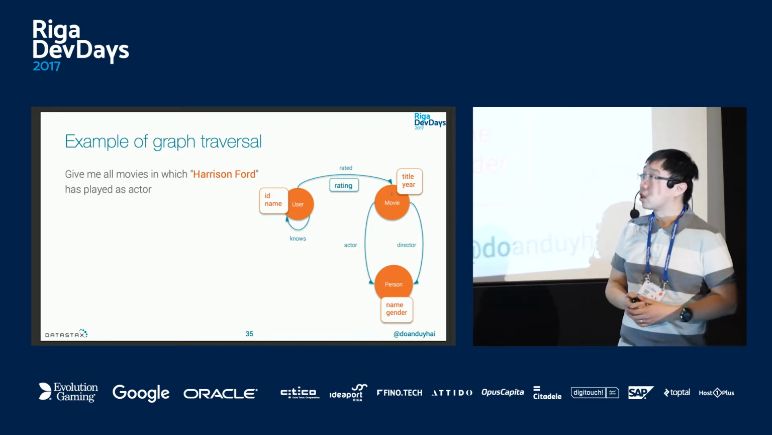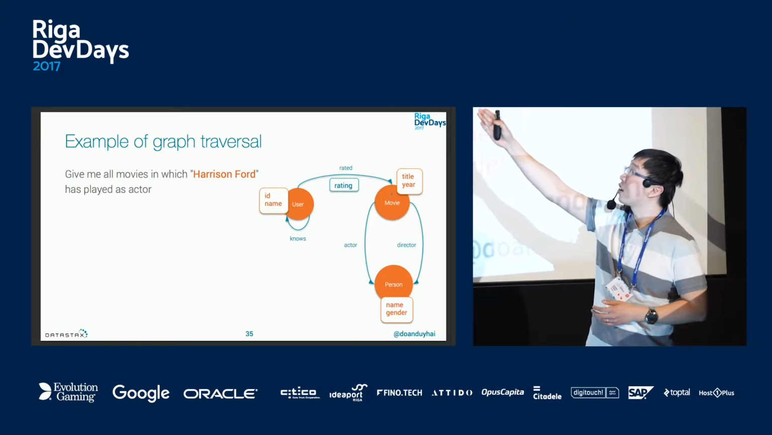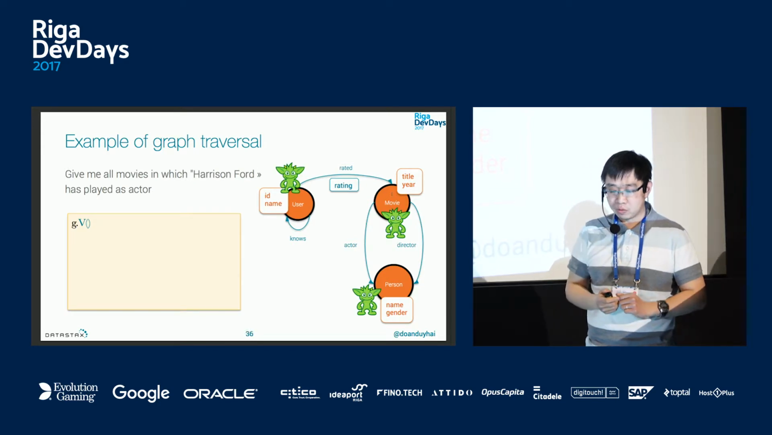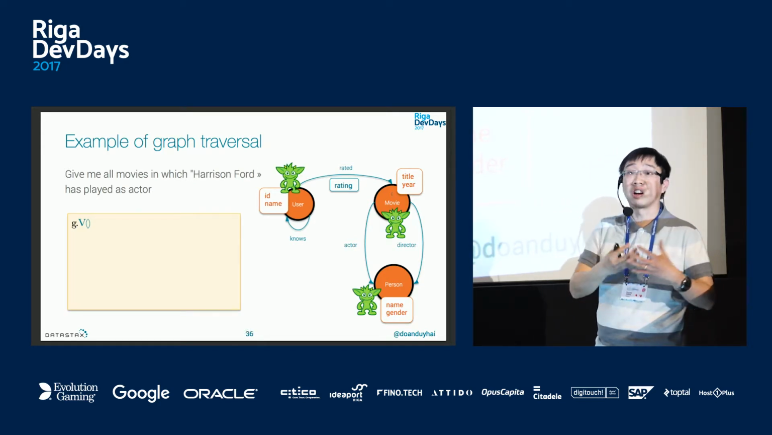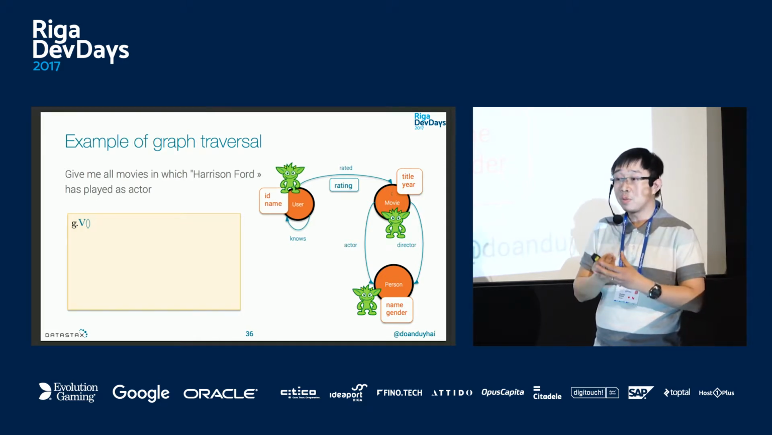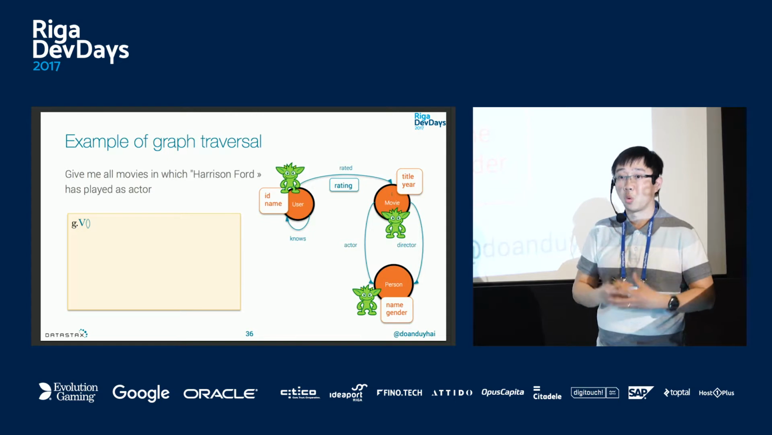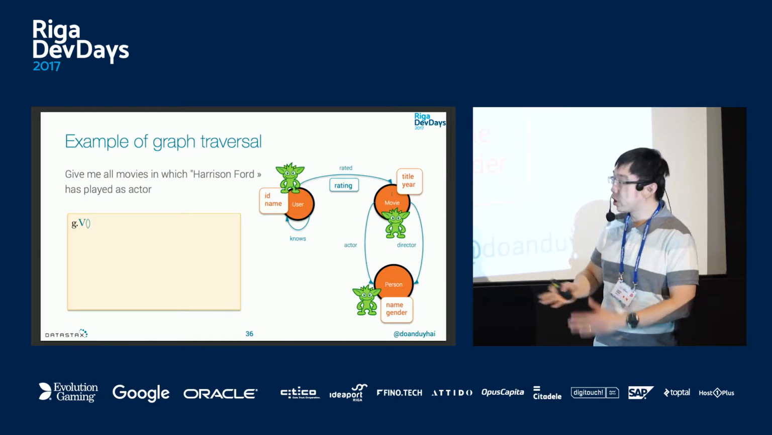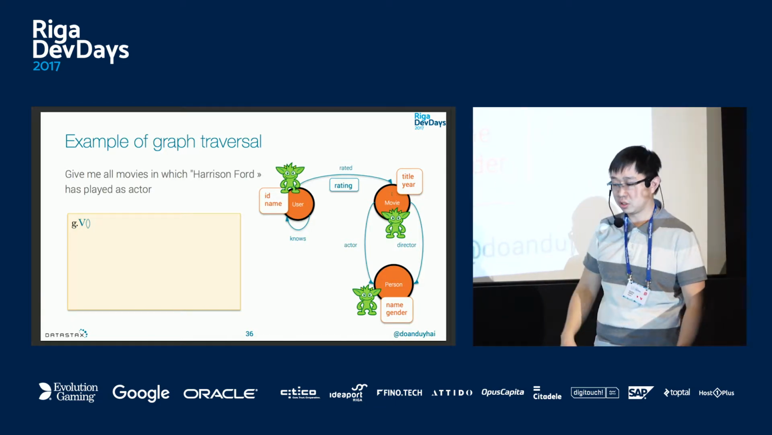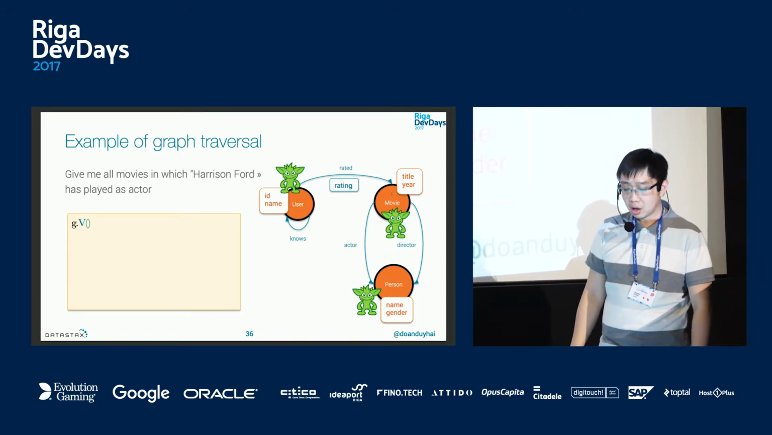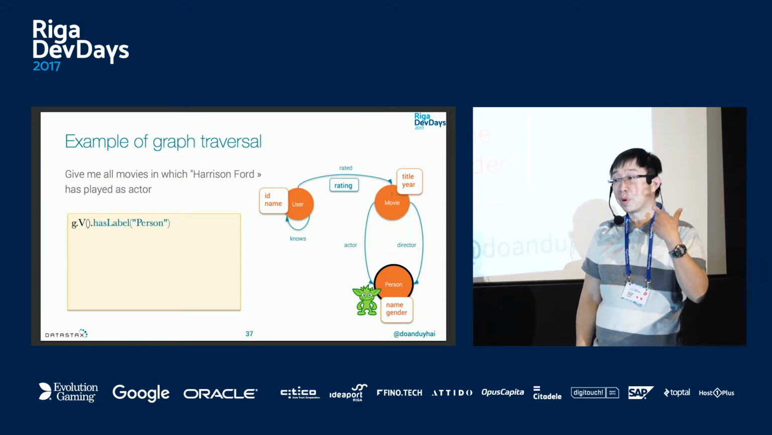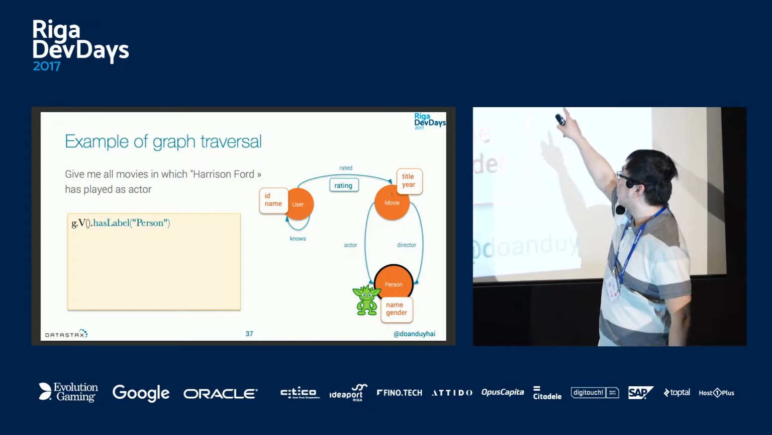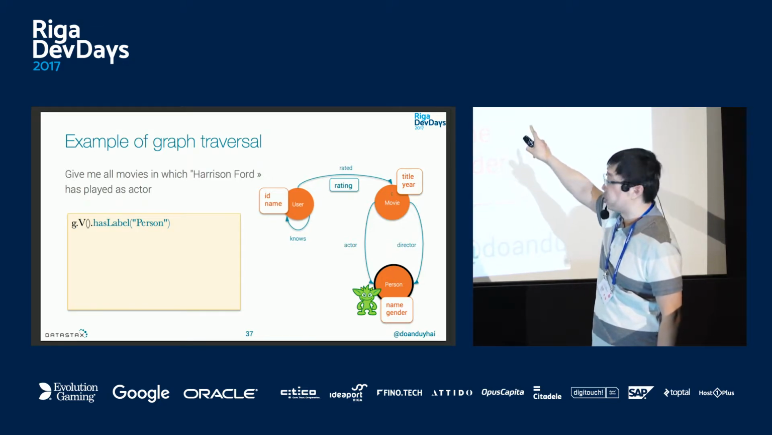I want to answer the question: give me all the movies in which Harrison Ford has played as an actor. How can I do that? I start with g. g means graph. g.V means give me all the vertices in my graph. So where are the vertices? Person, users, and movies. So g.V will give me all of those three vertex labels. But I want only the person. So g.V().hasLabel('person'). I'm only interested in vertices of label person.